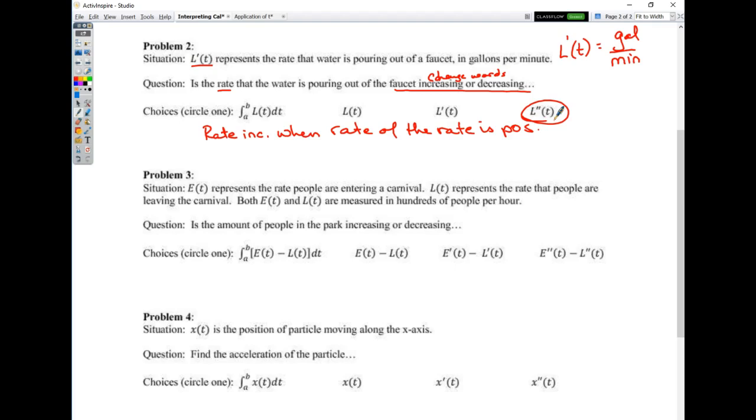I'll give you a moment. I'm going to give you a moment to pause the video here and try out 3, 4, and 5. And let's see how you do.